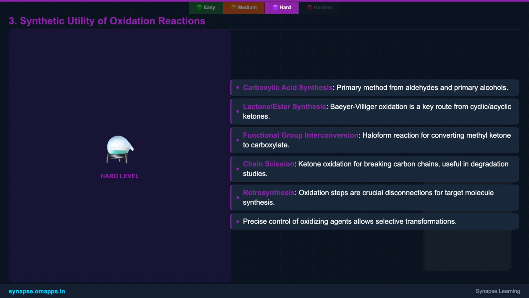Need a carboxylic acid? Oxidize an aldehyde. Want to make a lactone from a cyclic ketone? Baeyer-Villiger is your friend. The haloform reaction is another clever oxidative cleavage, specifically for methyl ketones, allowing us to remove a methyl group and replace it with a carboxylate. These transformations are the building blocks for creating more complex molecules and are essential skills for any aspiring chemist.